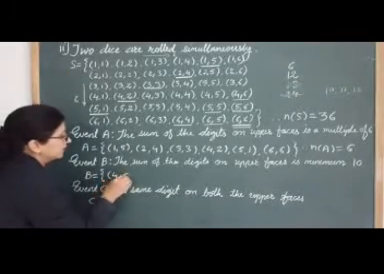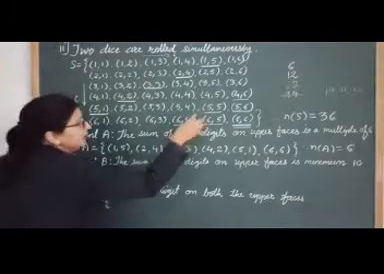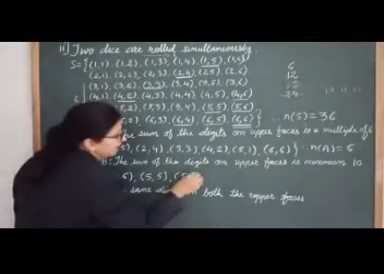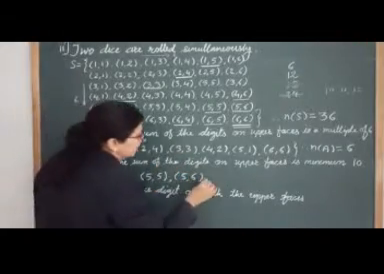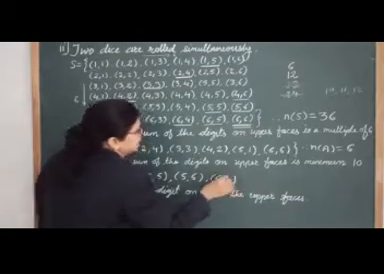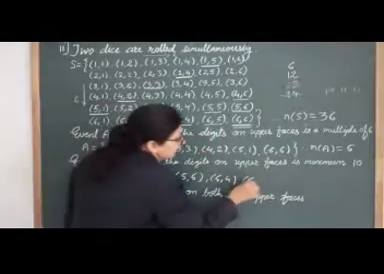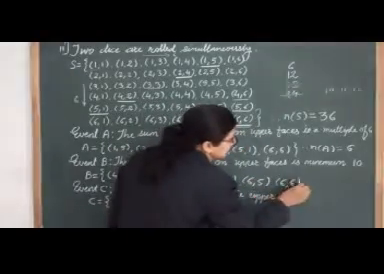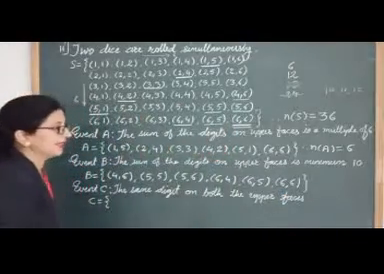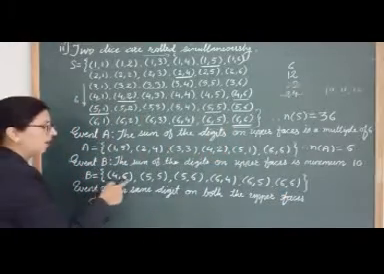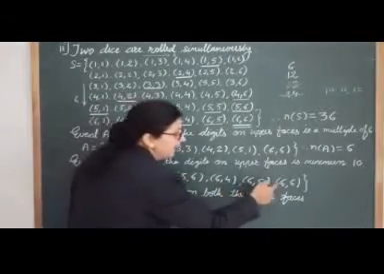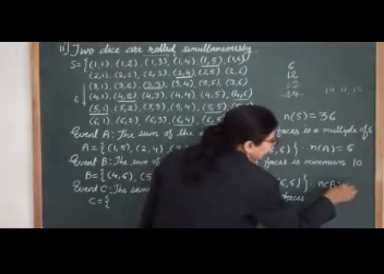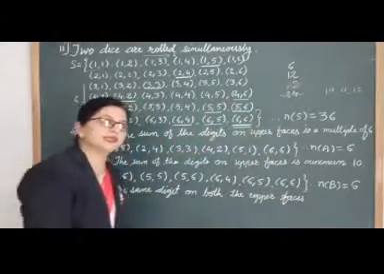So 4, 6, then 5, 5, 5, 6, then 6, 4, 6, 5 and 6, 6. Okay, so let's count the number of points for event B. 1, 2, 3, 4, 5, 6. So the number of points in event B is also 6.